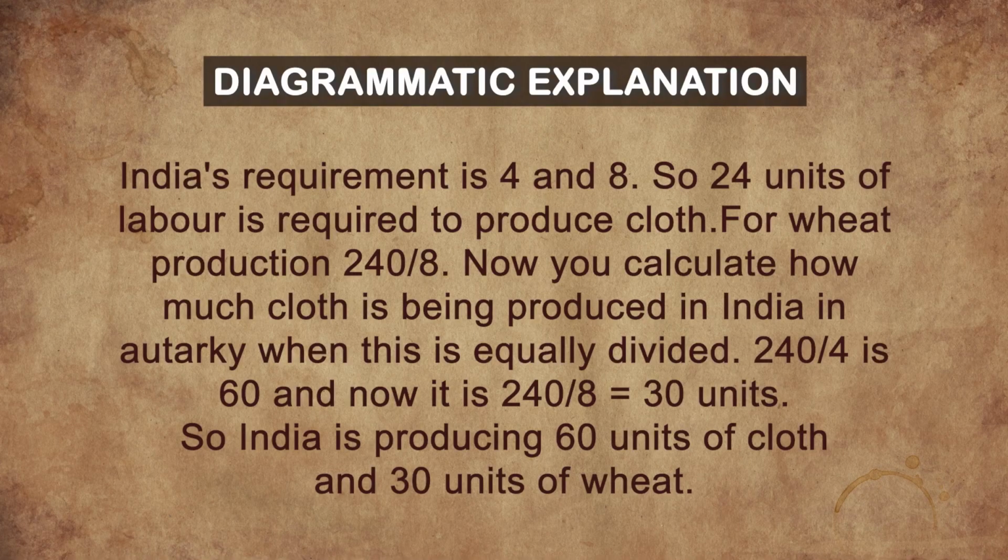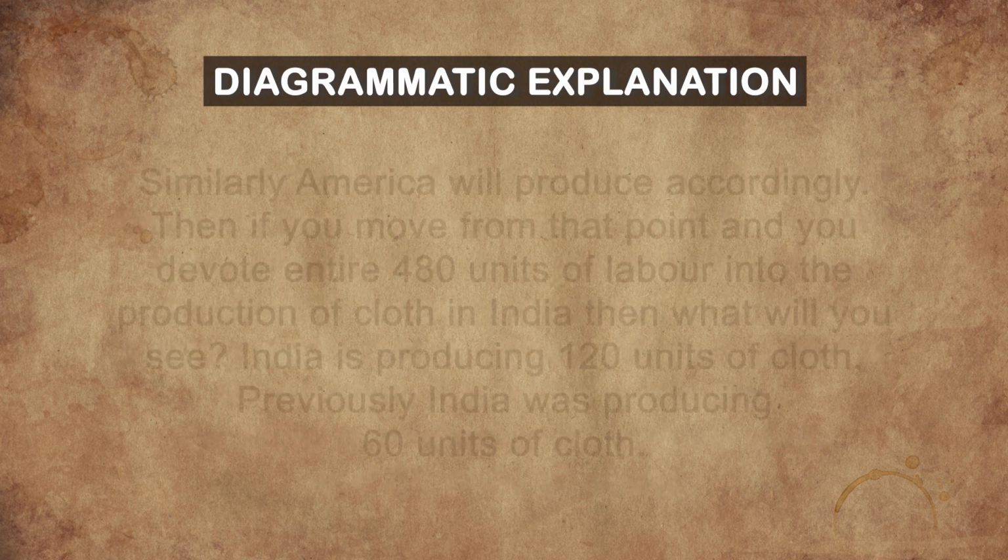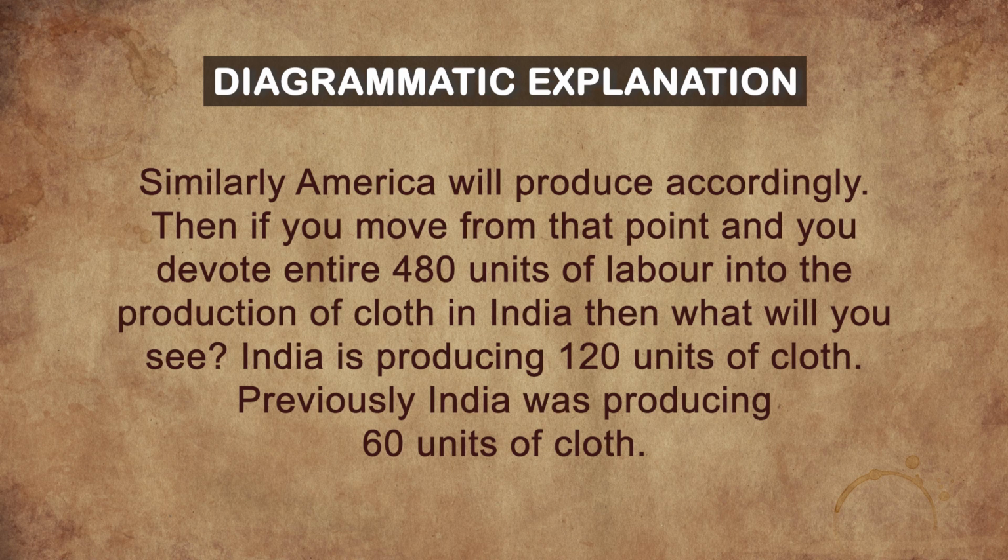Now, as I know, India's requirement is 4 and 8. So, 240 units of labor is divided for cloth, and again for wheat production, 240 by 8. Now you calculate how much cloth is being produced in India in autarky when this is equally divided. 240 by 4 is 60 and 240 by 8 is 30 units. So, India is producing 60 units of cloth and 30 units of wheat. Similarly, America will produce accordingly.